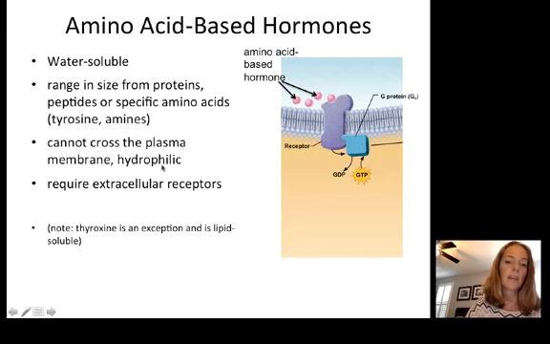In other words, they are hydrophilic and they will stay on the outside of the membrane. So they'll travel through the bloodstream and they will be stuck outside of the cell. They cannot get into the cell. So they have to act through extracellular receptors. These extracellular receptors will be on a specific target cell, and they will be linked to G proteins and a cascade of other molecules within the cell that will actually cause the changes.